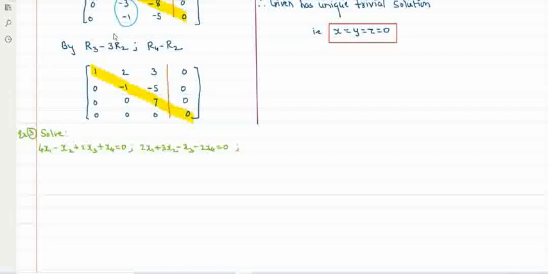Third equation, the x1 term is absent: 7x2 minus 4x3 minus 5x4 is equal to 0, and 2x1 minus 11x2 plus 7x3 plus 8x4 is equal to 0. I think 4 equations and 4 unknowns. Try for this.